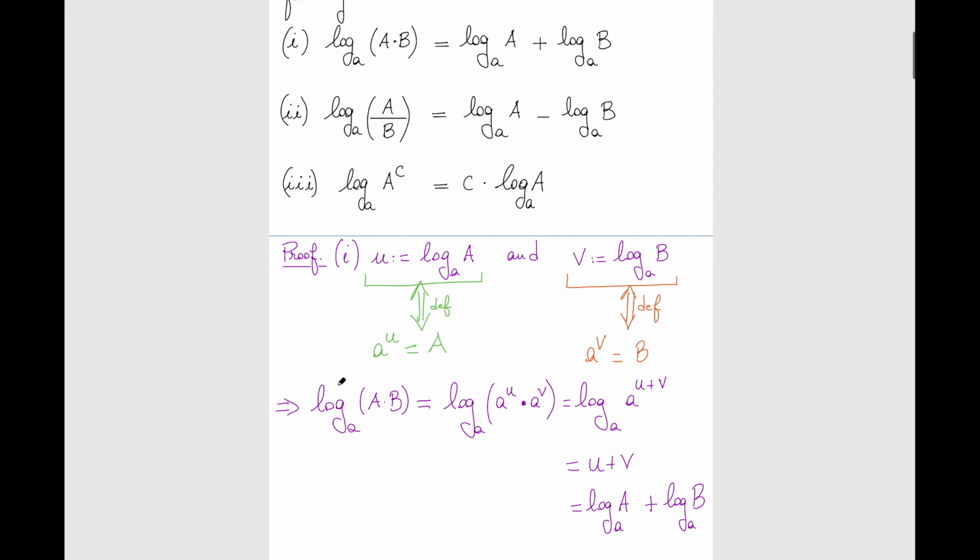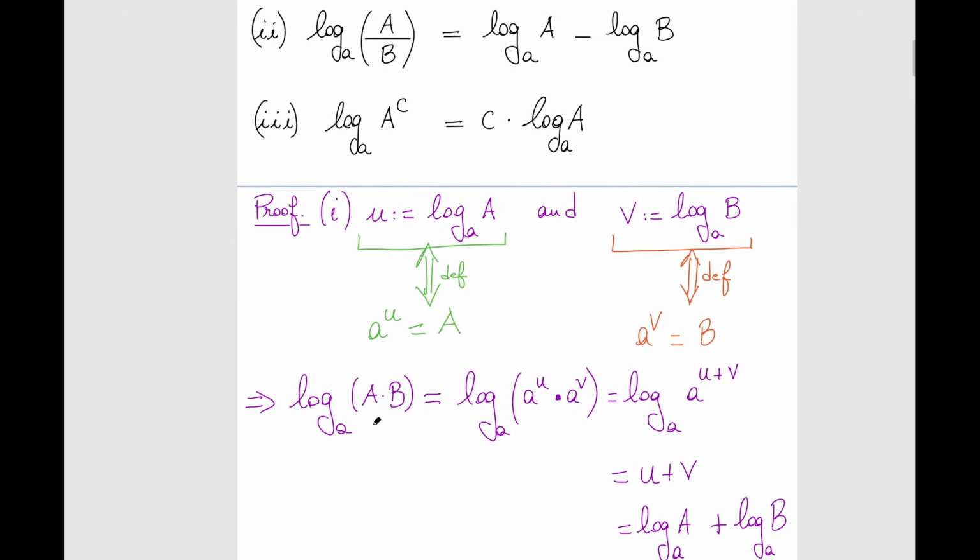This guy, log base a of the product AB, which is the left-hand side of the property I'm trying to show. We showed it, they're all equal to this guy. And what's this guy? This is the right-hand side that I wanted to get to. So we've just shown that log base a of a product is the sum of the logs of the factors. So part one is complete. We showed it. Part two.